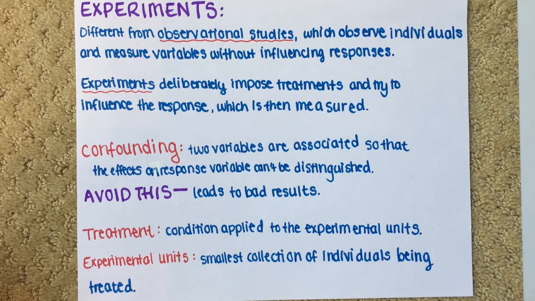Confounding is when two variables are associated so that the effects on the response variable cannot be distinguished from each other. You want to avoid this because it leads to bad results. However, a common mistake is confusing confounding with bias. Bias is a word you want to use when there's a systematic error in the way you're sampling people, so you use that in an observational study, whereas confounding applies to experiments.